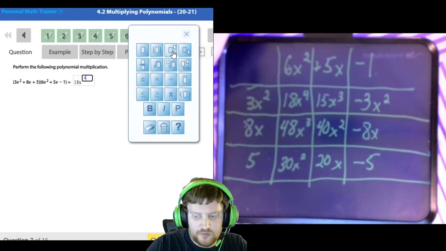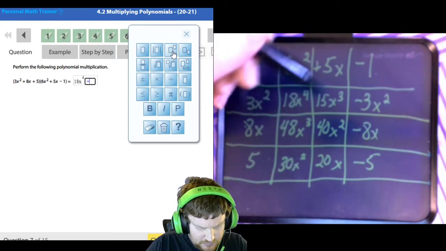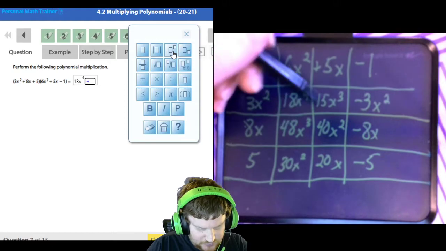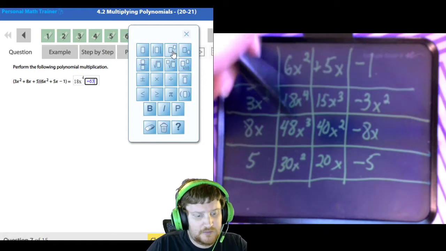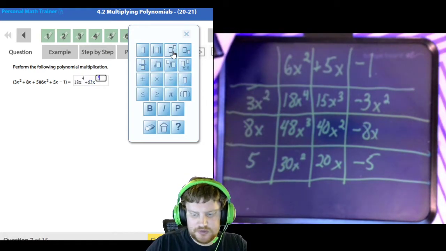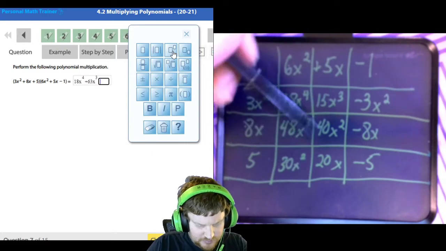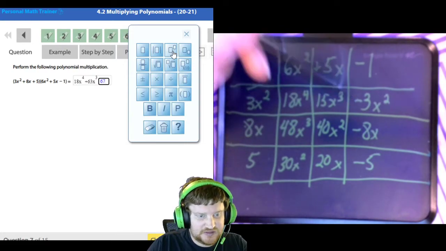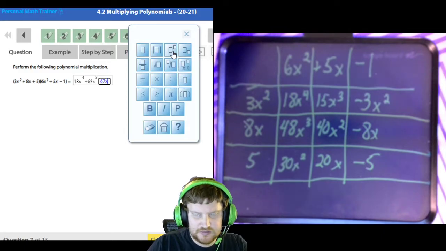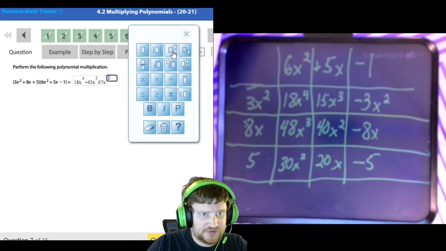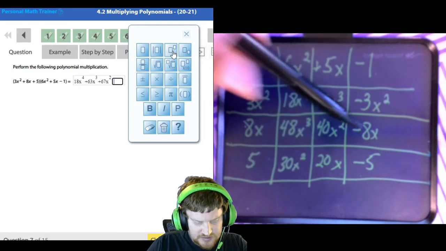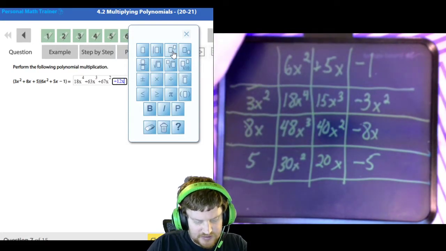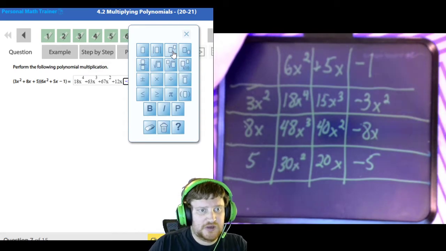18x to the 4th plus 63. 15 plus 48 is 63. X cubed. 30 plus 40 is 70. Minus 3 is 67. X squared, but this time I saw my mistake, which was I forgot my plus sign. 20 minus 8 is plus 12x minus 5.